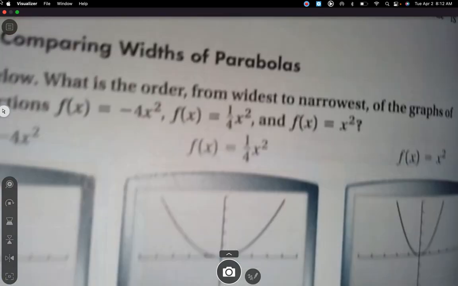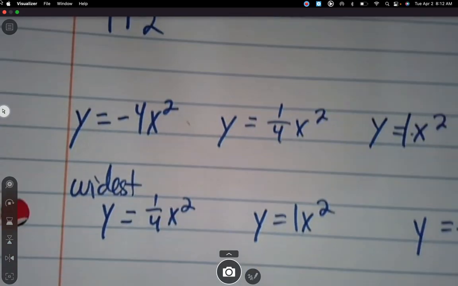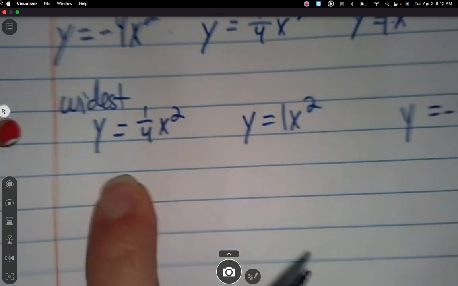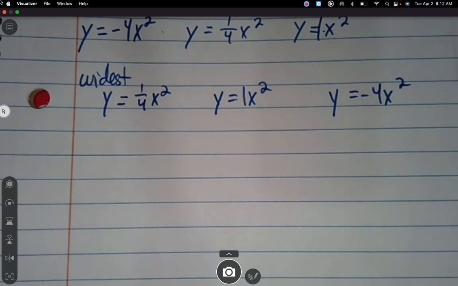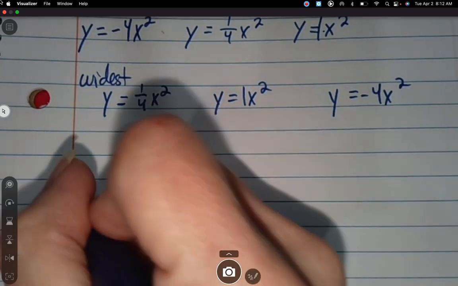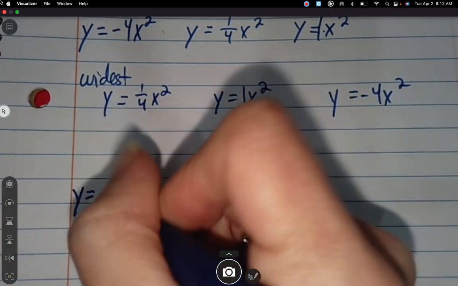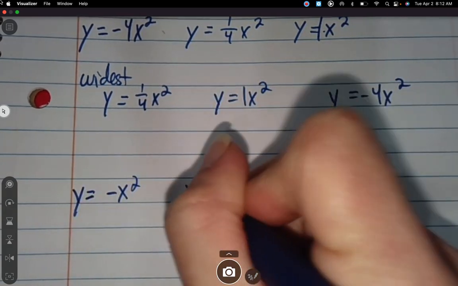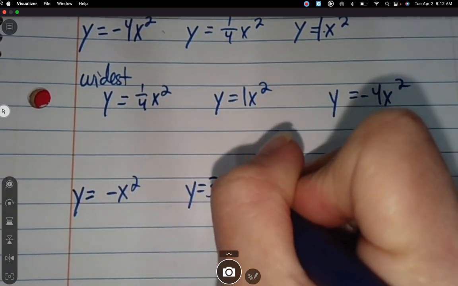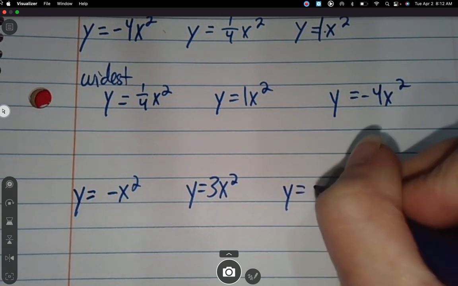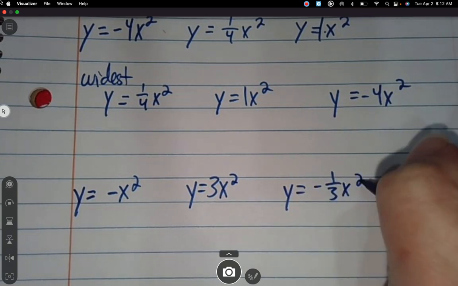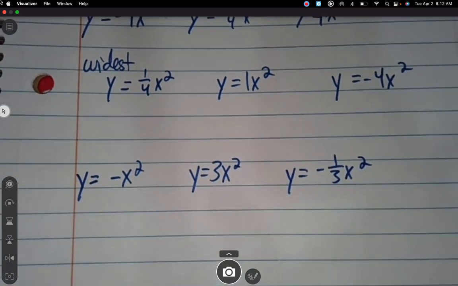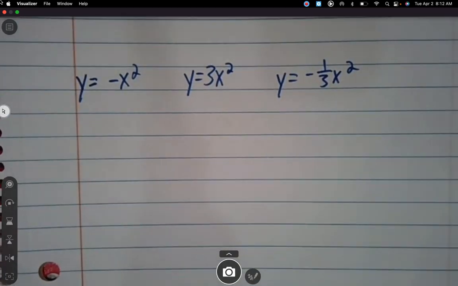Let me give y'all 3 more to look at. So that was the widest going this way. What if I have y equals negative x squared, y equals 3x squared, and y equals negative 1/3 x squared? Remember, the negative and positives don't matter. Negative just flips it upside down. It doesn't affect how wide it is.